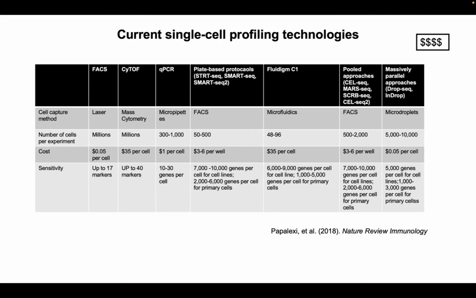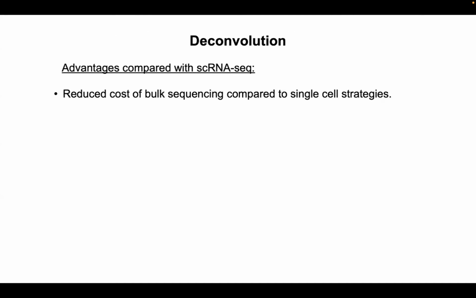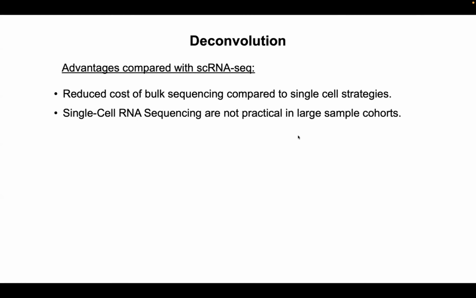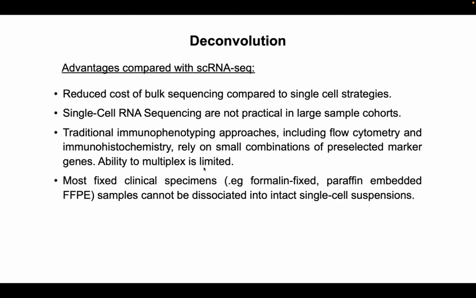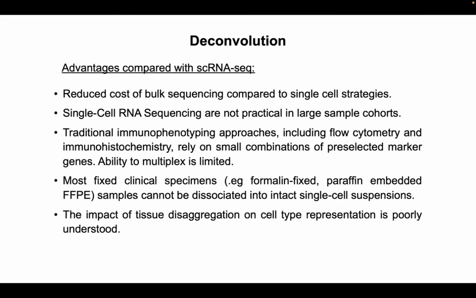However, we all know that single cell is still very expensive. So we are proposing to do the deconvolution strategy in the meanwhile. The advantage is that it will reduce the cost, especially when you want to use it in a clinical trial, which has a large sample cohort. And the traditional approaches rely on a combination of pre-selected markers, so multiplexing is limited. Also, clinical samples like FFPE samples may not be easily dissociated into single cell suspensions.